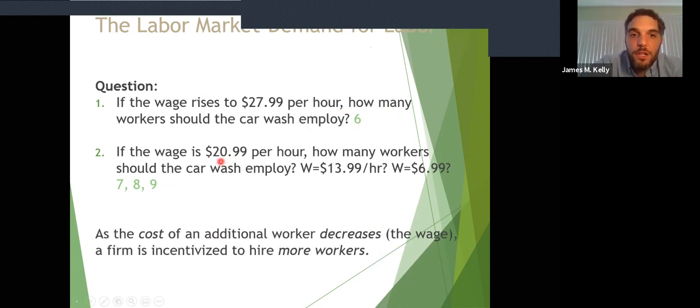Same is true when the wage drops to $20.99, $13.99, and $6.99. In each of those cases, the firm is incentivized to hire the next worker. Why? Because the wage is just under the value of the marginal product of labor. Okay? So what this says is that as the cost to hire a worker, the wage rate, decreases, firms are going to be incentivized to hire more workers.